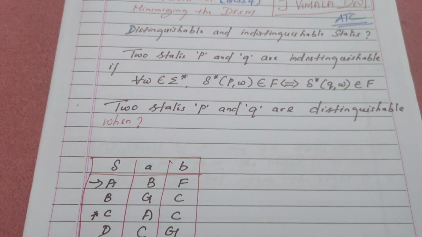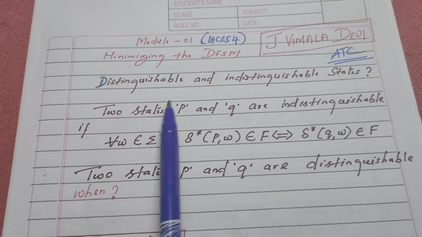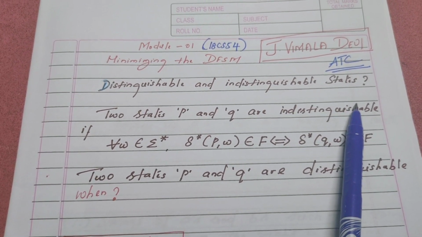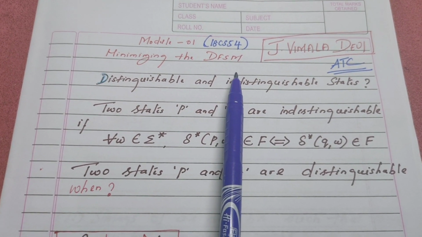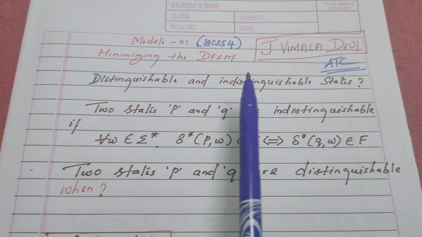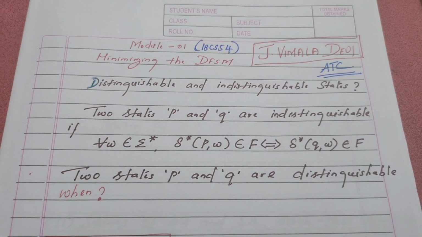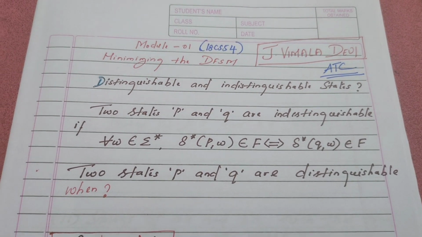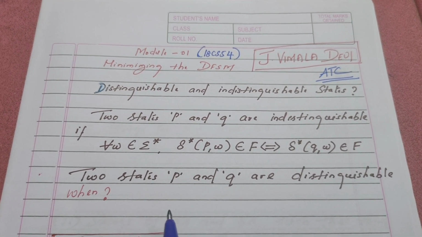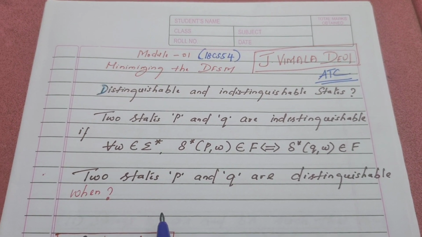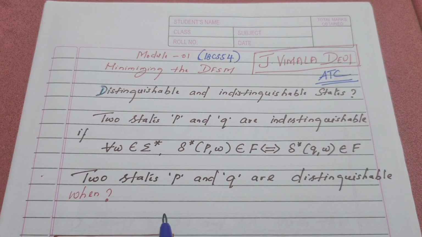So I have already partially defined the definition. First we have to know what are distinguishable and indistinguishable states, right? And we are also going to learn how to minimize the deterministic finite state machine. We know that a deterministic finite automaton is nothing but a collection of states and transitions. We are able to find the equivalent minimized DFSM for the given DFSM by this method. How to do that? We should be able to identify which are distinguishable and which are indistinguishable states.